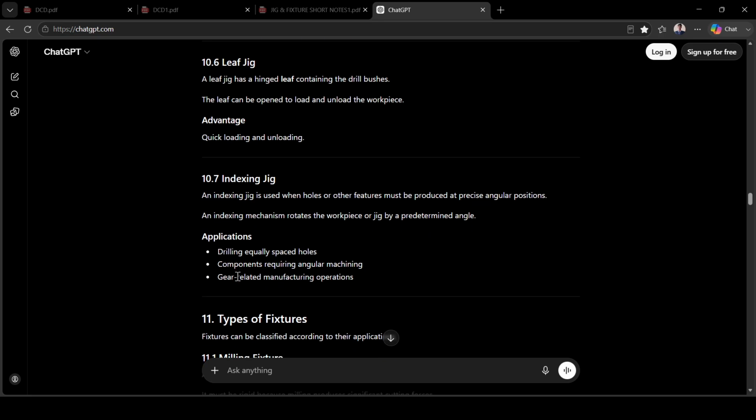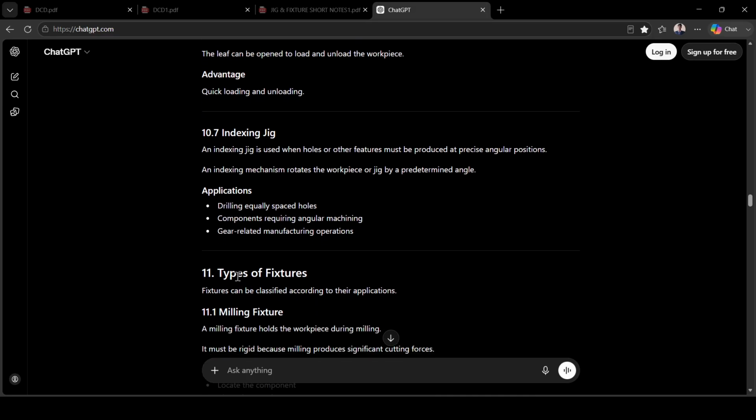A leaf jig has a hinged leaf containing the drill bushes. The leaf can be opened to load and unload the workpiece. Advantages: quick loading and unloading.